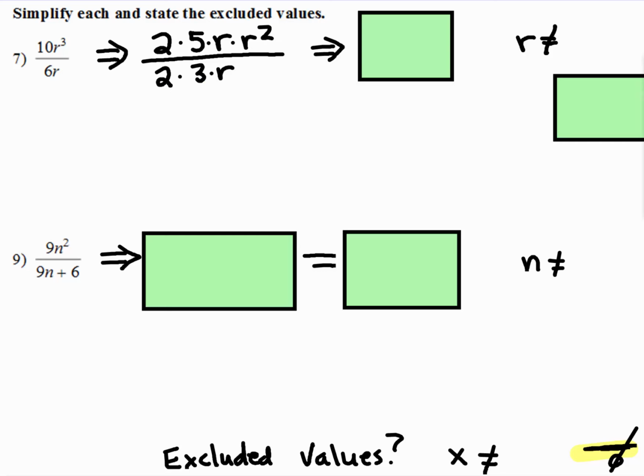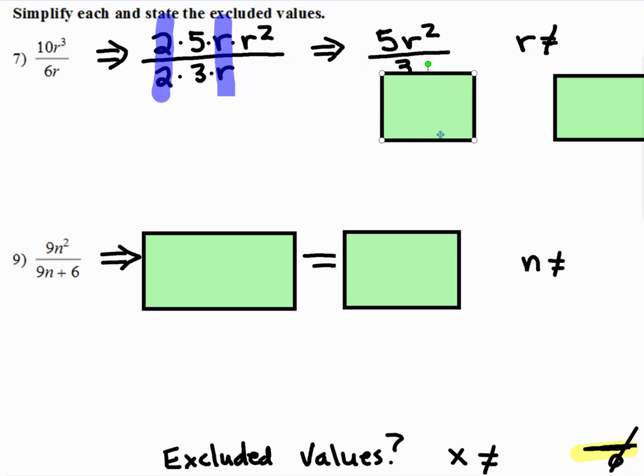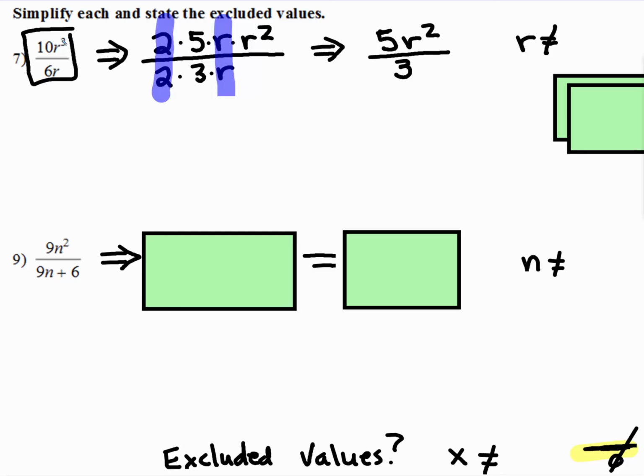6r is the same thing as 2 times 3 times r. And then, look at this. Those cancel. Those cancel. And we essentially have our answer. So the result will be 5r squared over 3. Notice there is not a variable in the denominator now, but we still have to go back to this original, even though we simplified it.